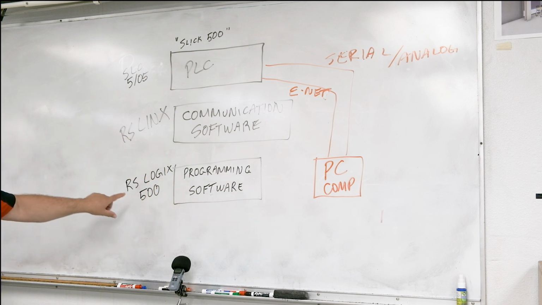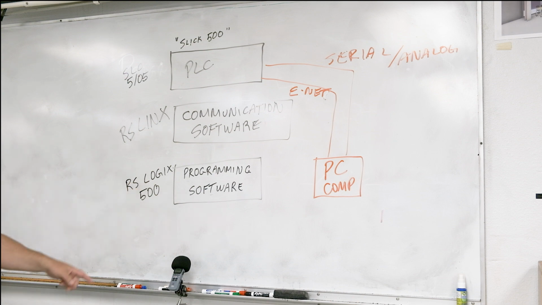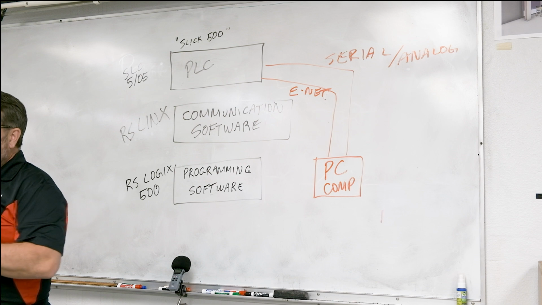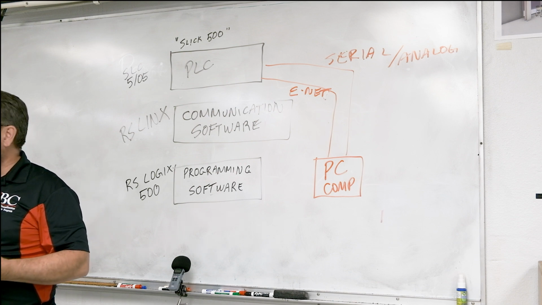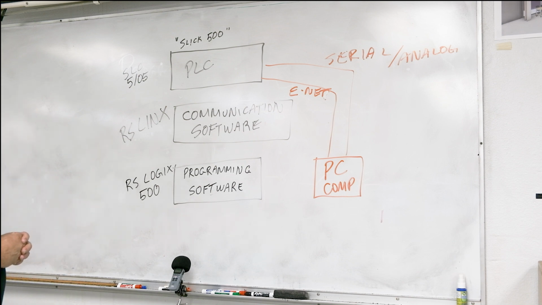And then finally we've got our programming software, RSLogix 500, and that's how we're going to program the PLC. That's our interface with the machine. Okay, so the three main components.